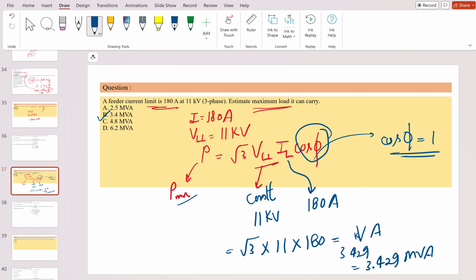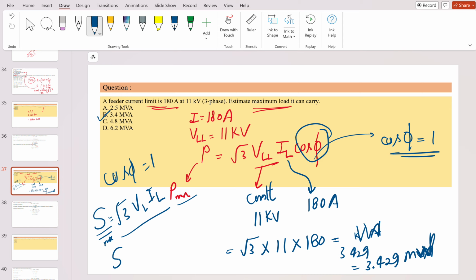Okay. So here one more thing. This is power factor unity. This comes out to be megawatt. But when you have the power factor equal to 1, or maximum loading is being defined, you always take the S value, root 3 VL IL. So S is actually already maximum, and S is simply equal to the square root of P square plus Q square.